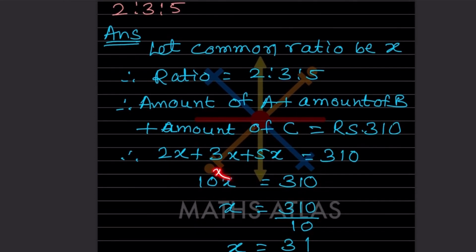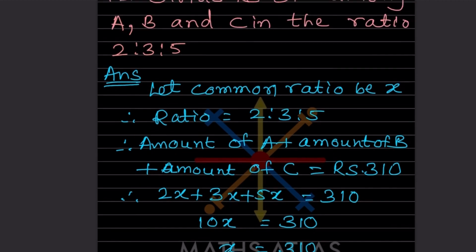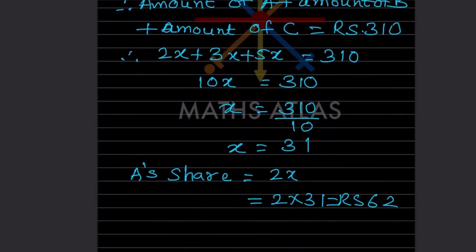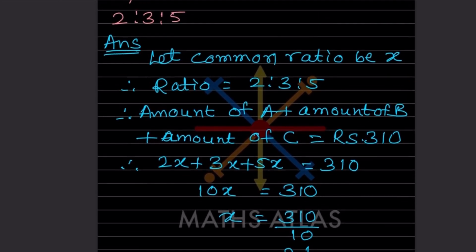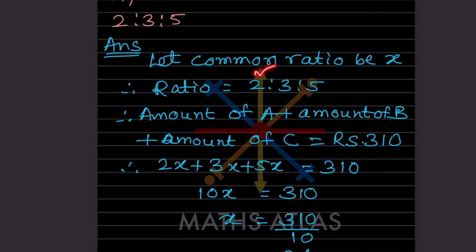x, this is multiplication. When it goes to the other side, it gets divided. So 310 divided by 10. So here 0, 0 gets cut off. So x is 31. So here we want the share of each. So A's share is going to be what? Here we consider this as 2x, 3x and 5x. So this is for A, this is for B and this is for C.